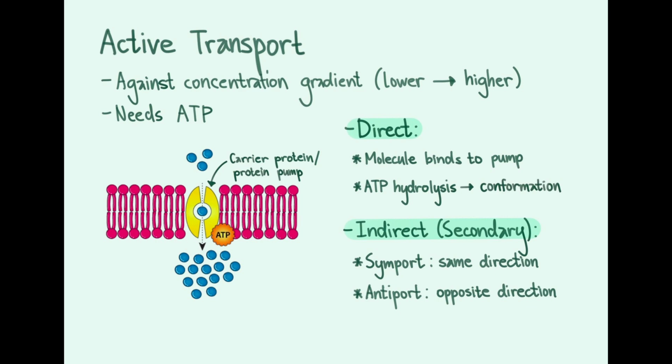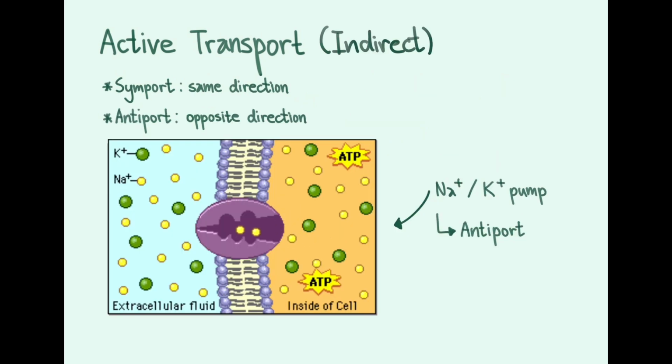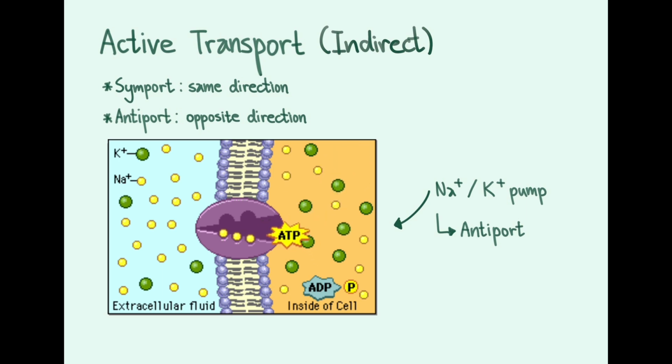Indirect or secondary active transport tags along to this process. A molecule relies on the electrochemical gradient generated by active transport as a source of energy to simultaneously move it across the membrane. When this happens in the same direction as the direct active transport, it is called symport. When it happens in the opposite direction, it is called antiport.